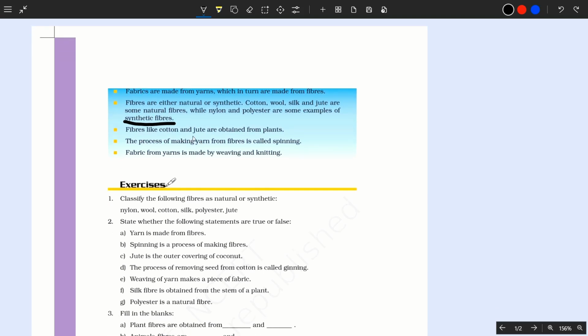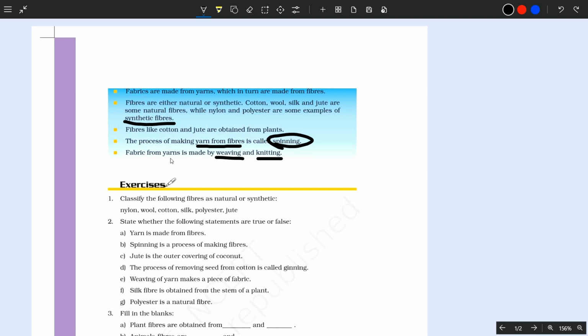Fibers like cotton and jute are obtained from plants. Here we have seen that jute and cotton fibers come from a natural process. The process of making yarn from fibers is called spinning. What are we making? Yarn. So the process we have done is spinning. Fabrics from the yarn are made by weaving and knitting. These are the two processes we have done from yarn to fabric.